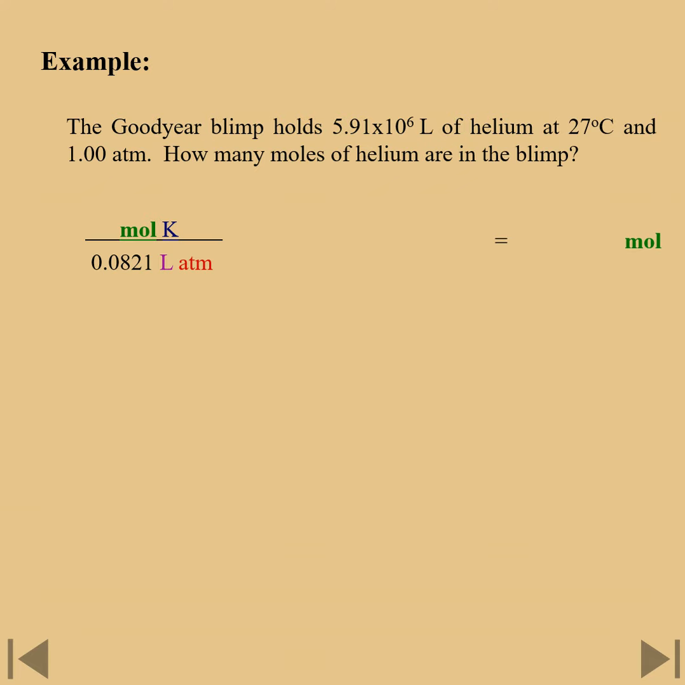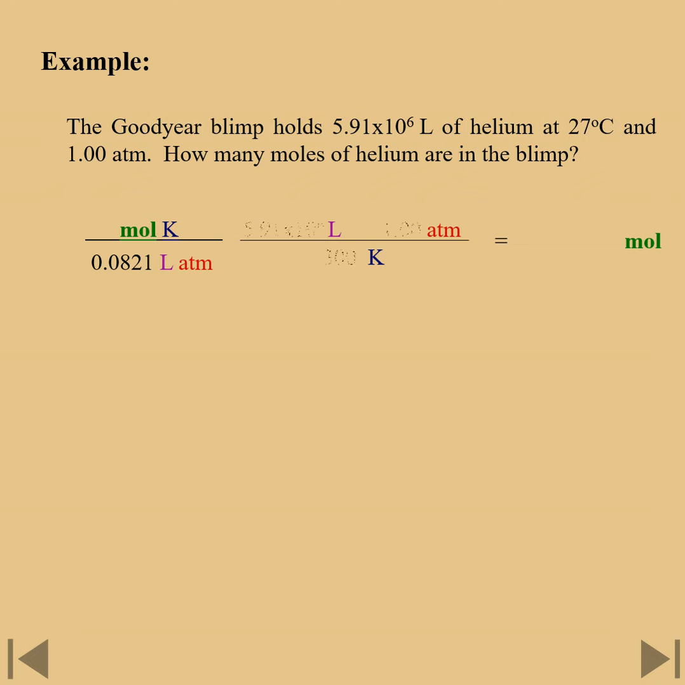At this point, I can see what needs to cancel and how they need to cancel. I need to put my temperature in kelvins on the bottom, my volume in liters on the top, and my pressure in atmospheres on the top. And now note how all those units cancel but the appropriate unit of moles.